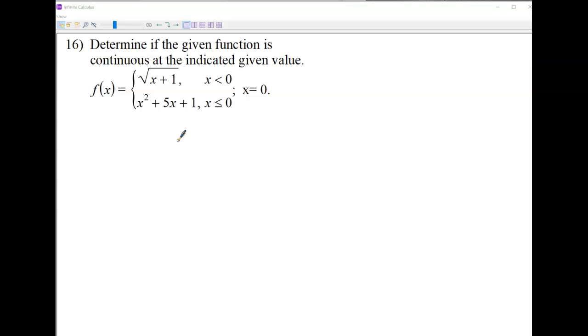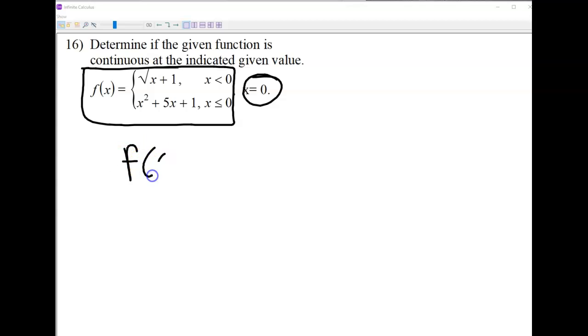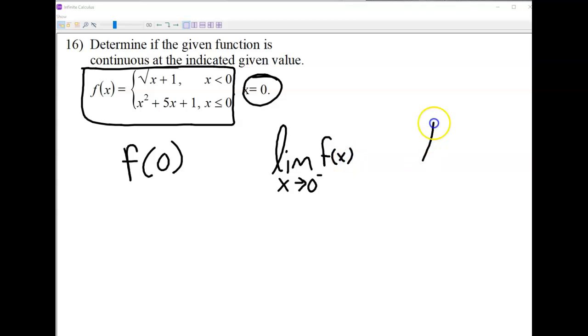So I've given you a piecewise function, and the question is, determine if the function is continuous at the given point. Okay, so I want to know, is this function continuous at x equals 0? Well, in order for it to be continuous at x equals 0, we need a couple things to happen. F of 0 needs to exist, and the limit from the left needs to exist. The limit from the right needs to exist.